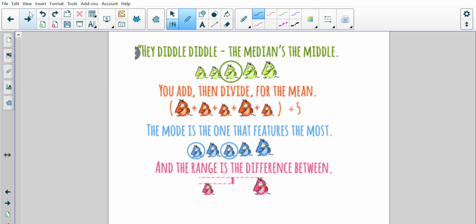So these can get a bit muddling. People forget which is the median, which is the mode, and which is the mean. So we do have a little rhyme that can help you. Okay, so the rhyme goes, hey diddle, the median's the middle, you add then divide for the mean. The mode is the one that features the most, and the range is the difference between. So it's quite an annoying rhyme, but if you can remember that rhyme, you can write it down if you want to. It can help you not get muddled up between how to find the median, how to find the mean, and how to find the mode.